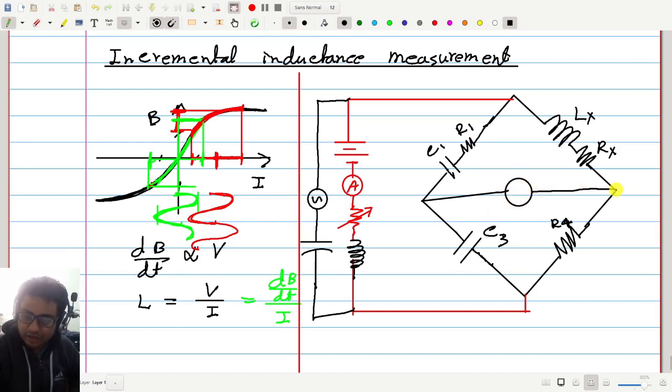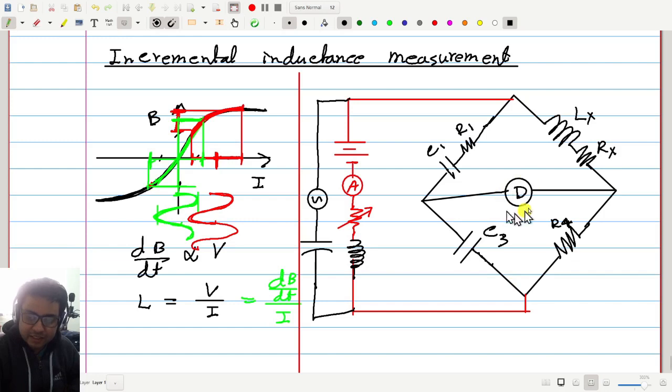Now let me put a detector here. Also, a nice thing about choosing this format of bridge is that even DC current will not flow through this detector, because there is no path for it. So DC will not come to the detector, only the AC part can go.